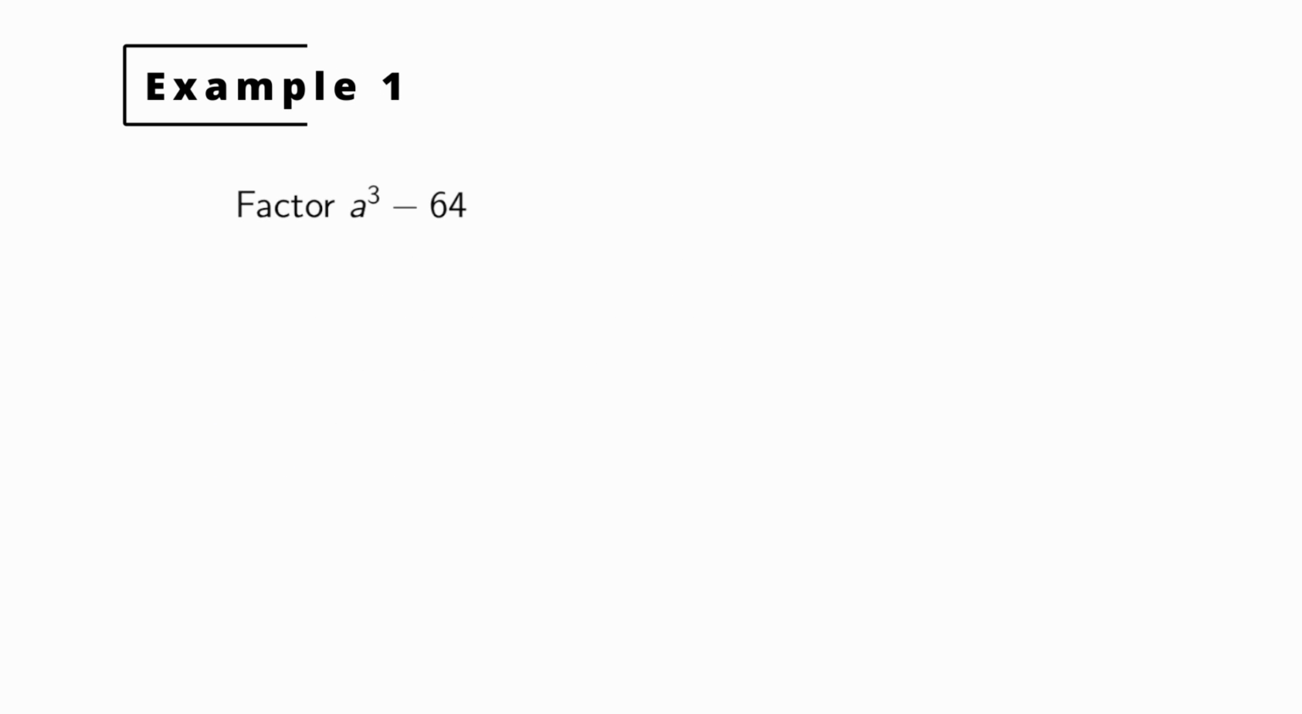Let's start with a simple example. So first step, are there any common factors between our two terms, a cubed and 64? The answer is no. Next step, identify, do we have two cubes? A cubed is clearly a cube, 64 is 4 cubed. So we will rewrite a cubed minus 64 as a cubed minus 4 cubed. And now we have a difference of cubes, so we use the formula that we had earlier.